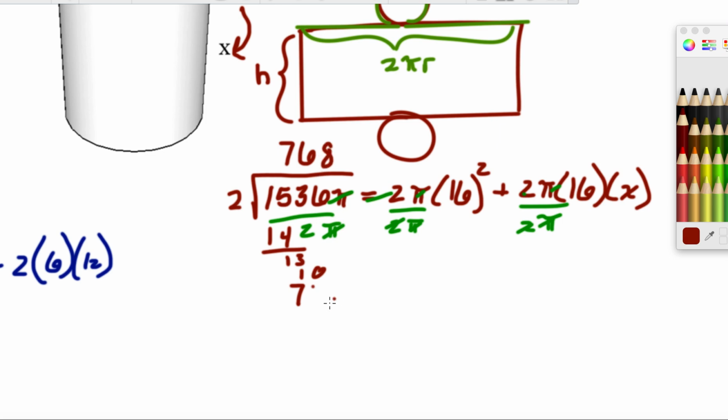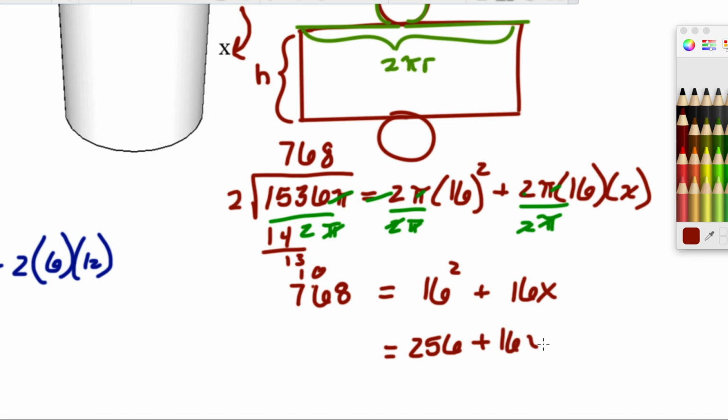Of course, 768. 768 equals 16 squared plus 16x. Okay, did I do that right? Okay, and 16 squared is 256. So let's subtract 256 from both sides.